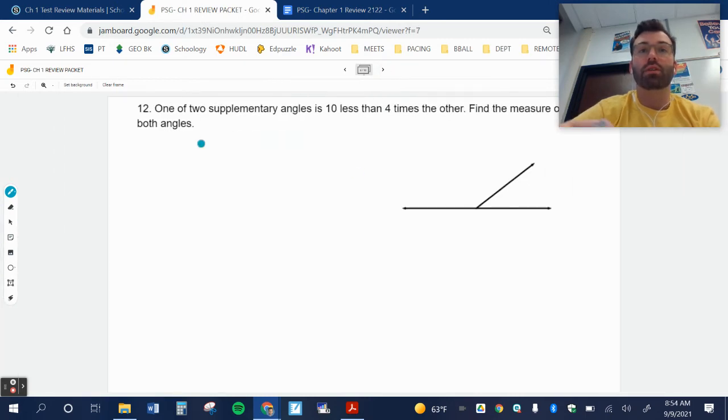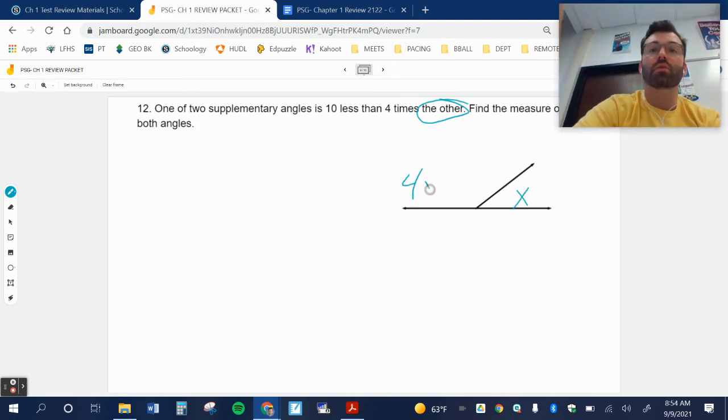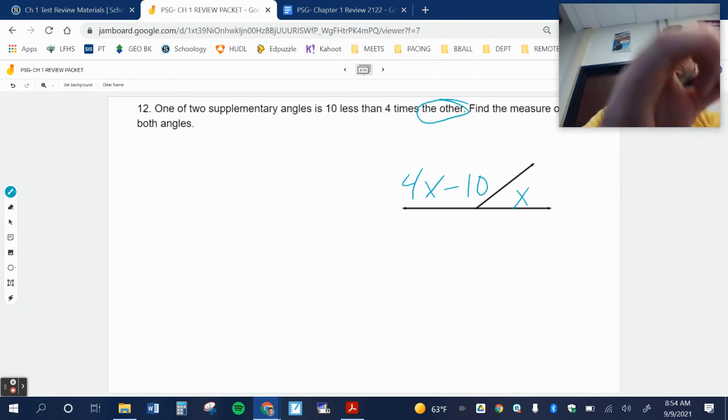All right, let's go to number 12. Number 12 says one of two supplementary angles is 10 less than 4 times the other. There's that word, the other again. The other, remember, we're going to call that X. 4 times the other, 4X. 10 less than that, less than means subtraction. If they're supplementary, they got that straight line.